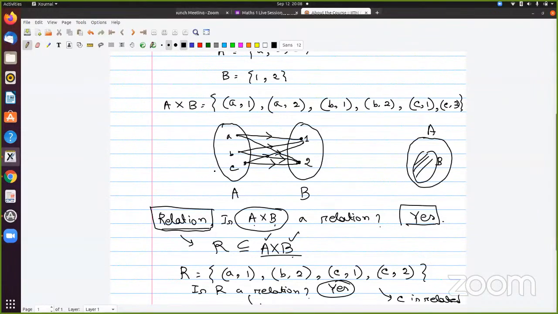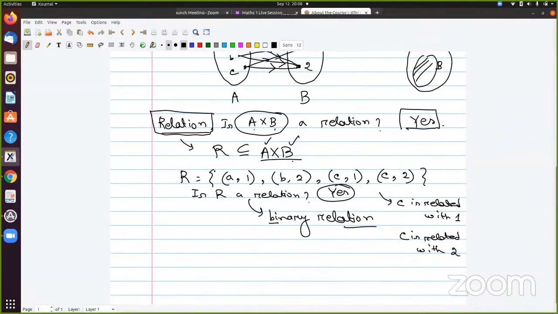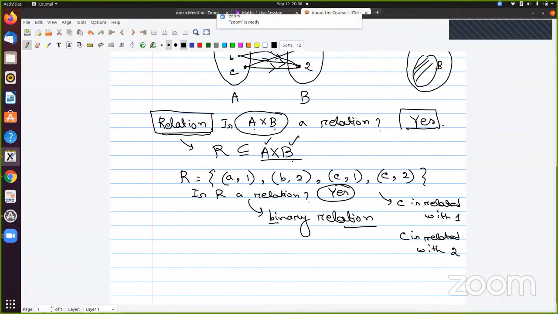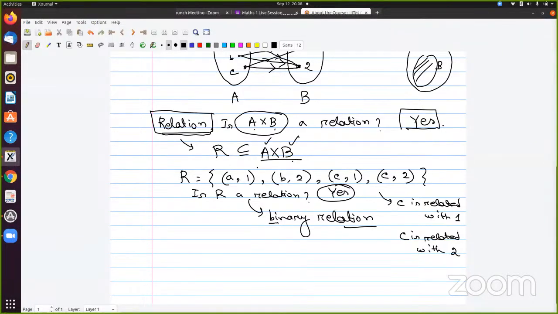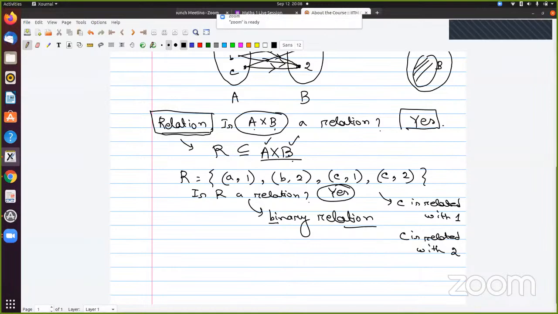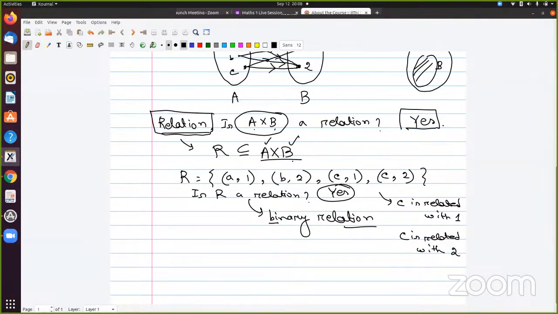Okay, sir. Fine. Sir, I have one doubt. Can we say one is related to C also? So here, yes, C is related with one, but here which element is coming first? Elements from A are coming first. So always we will say A is related with one, B is related with two. Here one is not related with C because one is not in A. So the first element is related with the second element. That's how we say. Clear? Yes, sir.